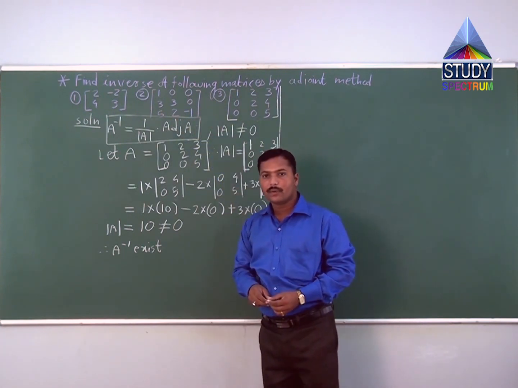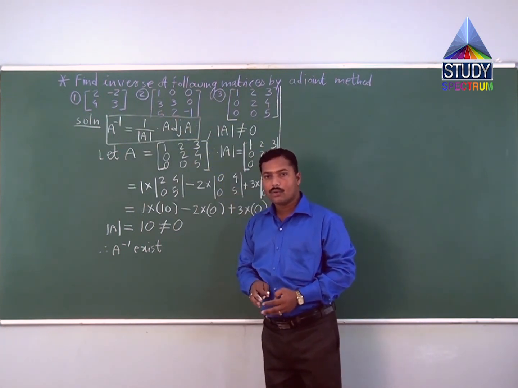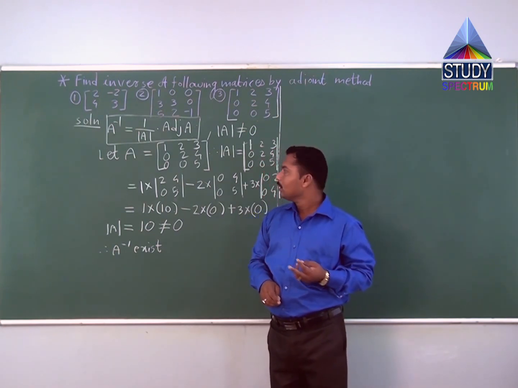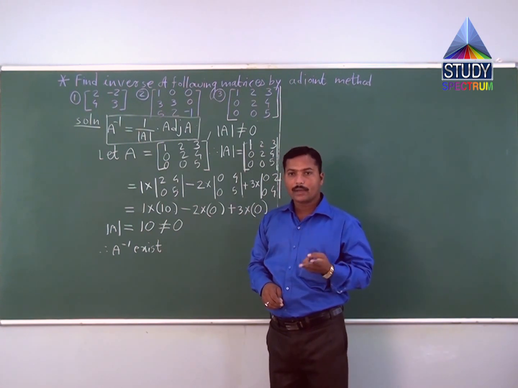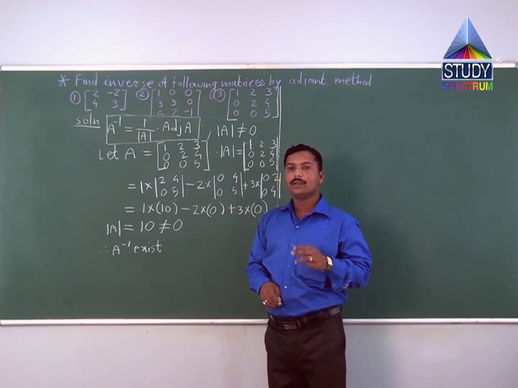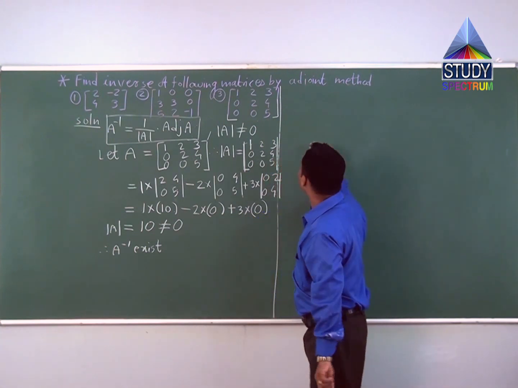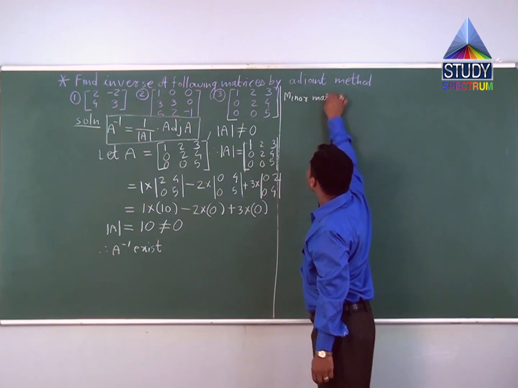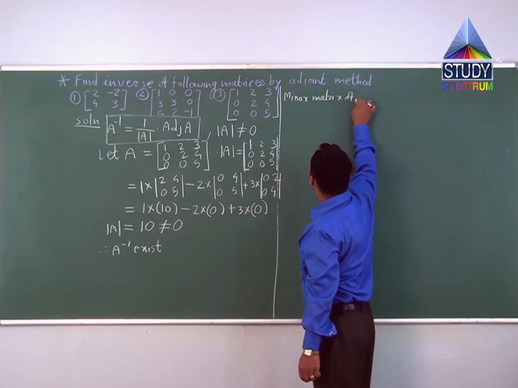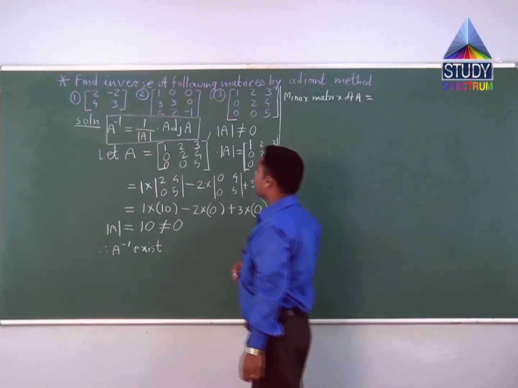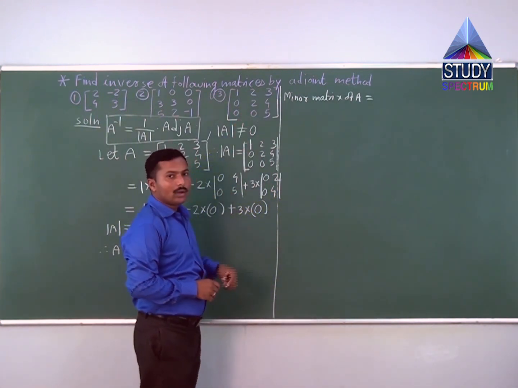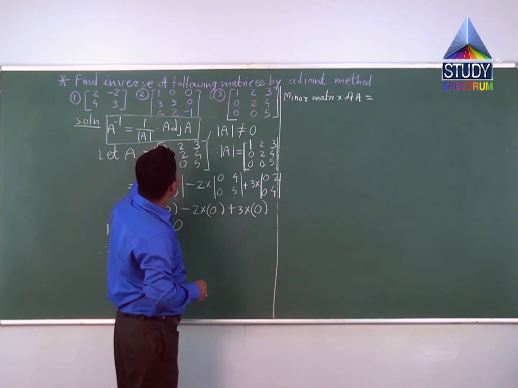So how is adjoint found? Three steps are required to find the adjoint of A. First, we find the minor matrix. Second, we find the cofactor matrix of A, and last we find the adjoint of A. So first step, minor matrix of A. Here is the given matrix, so we prepare the minor matrix by using matrix A.